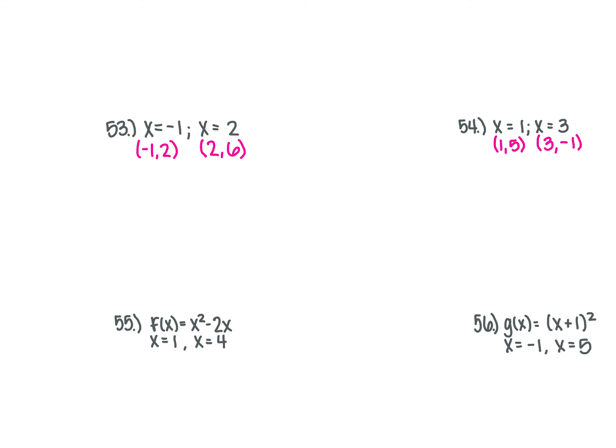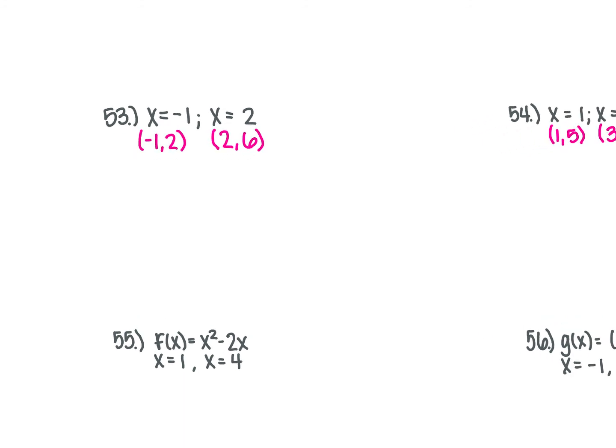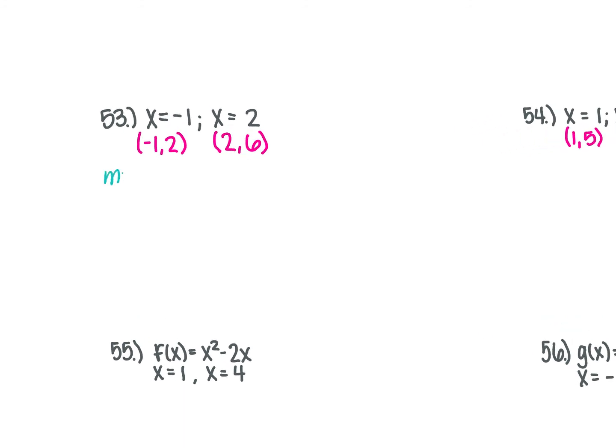We have negative 1, 2, and 2, 6. So we're going to find the slope. So it's just going to be, if I use the 2, 6 as my x2, y2, it's going to be 6 minus 2 over 2 minus negative 1. Again, those double negatives turn into positives. So 6 minus 2 is 4 over 2 plus 1 is 3. So your slope, or your average rate of change, is just 4 over 3.